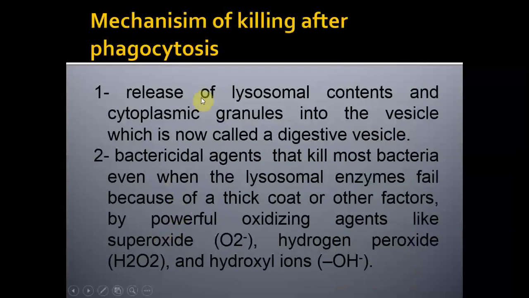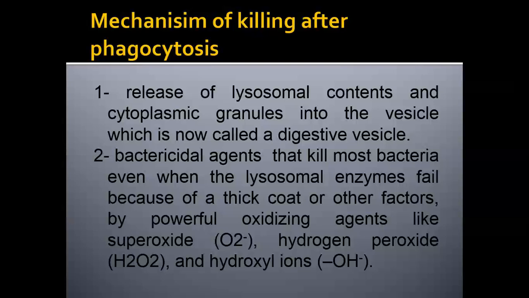So how is the killing after phagocytosis done? By, as we said, the lysosomal contents of the cytoplasmic granules, when they release their content inside the phagosomes, this is where it becomes what we call a digestive vesicle. We have other methods, which are also potent when the process of phagocytosis sometimes fails because the bacteria, for example, has a very thick wall or whatever other factor that prevents the process of phagocytosis.